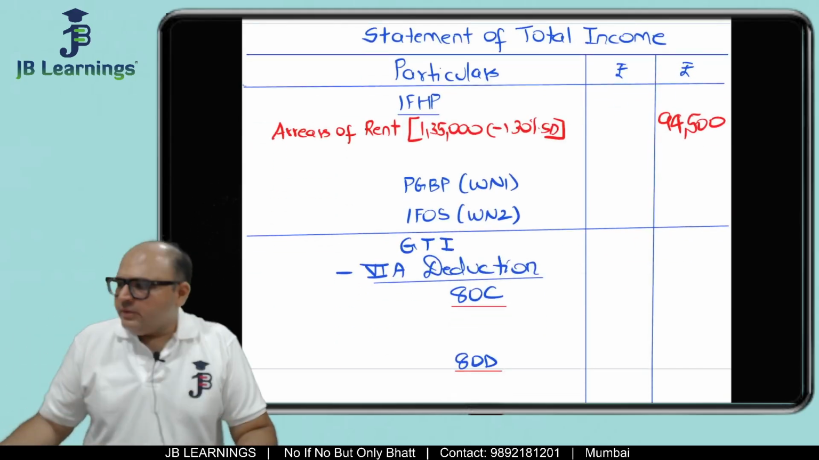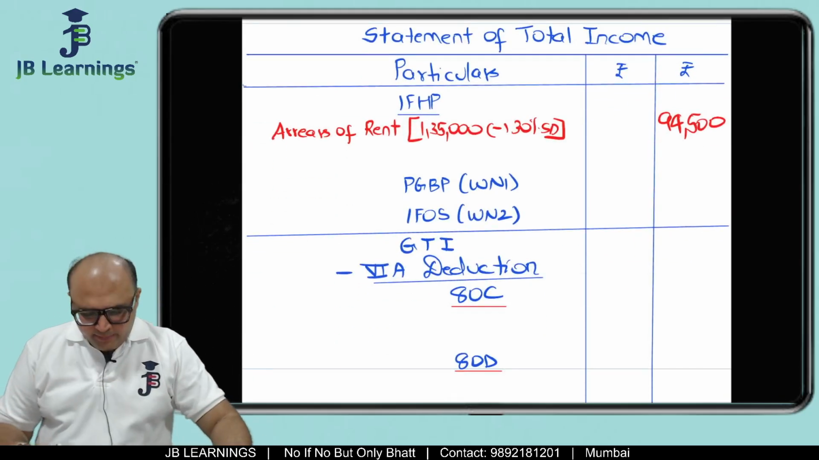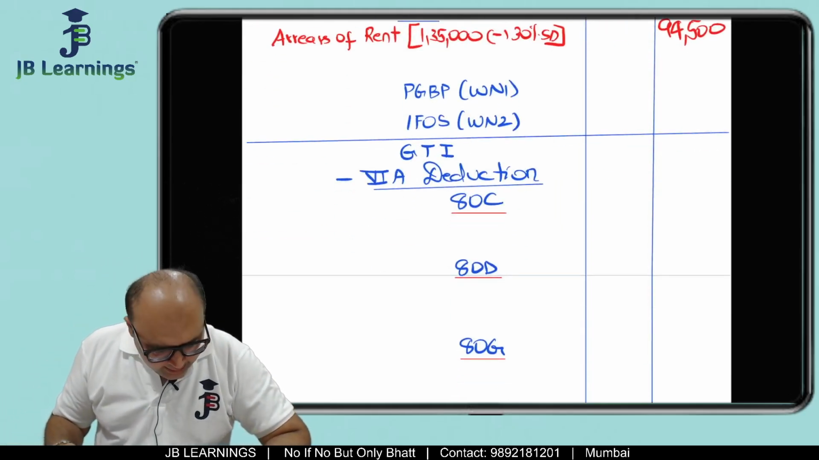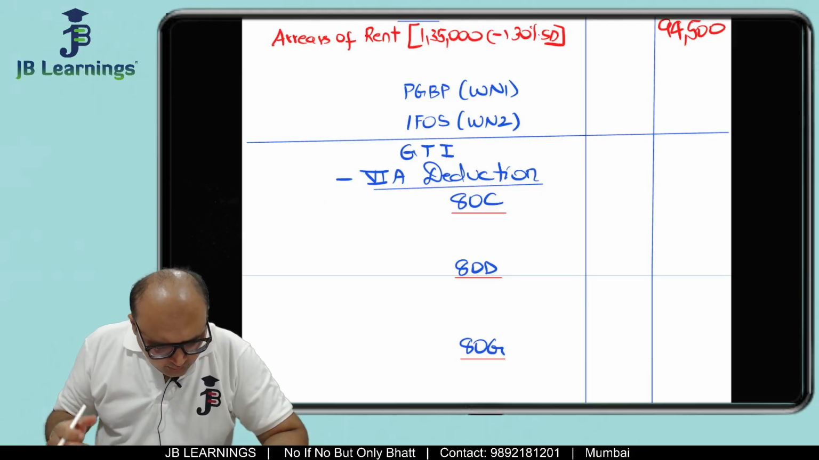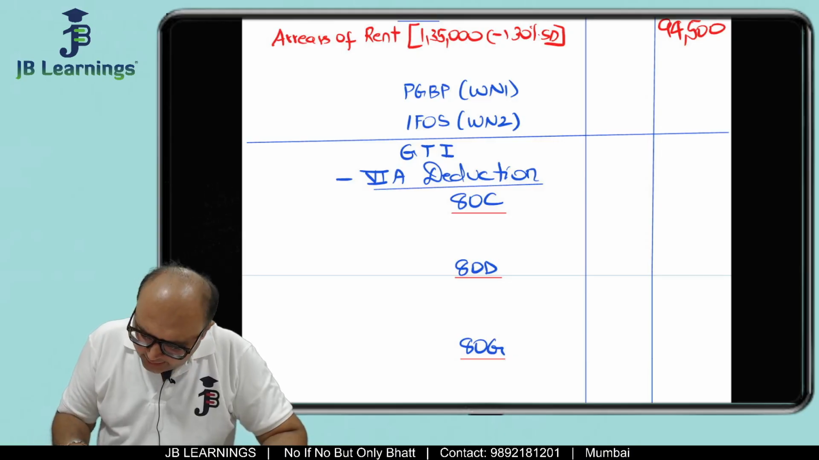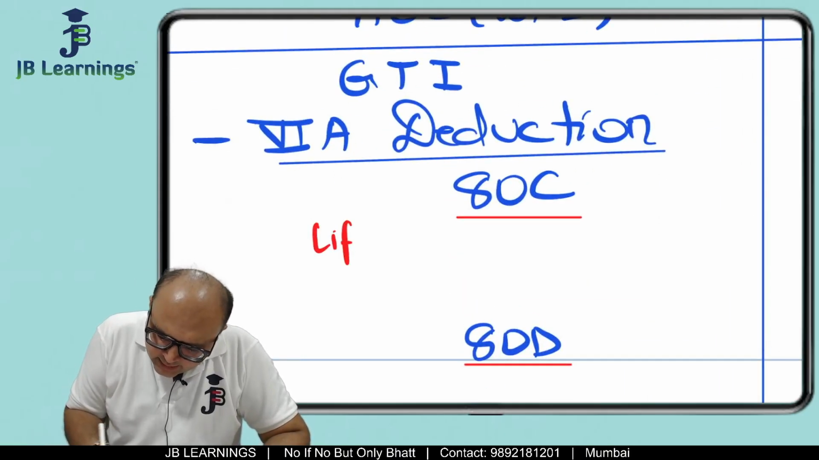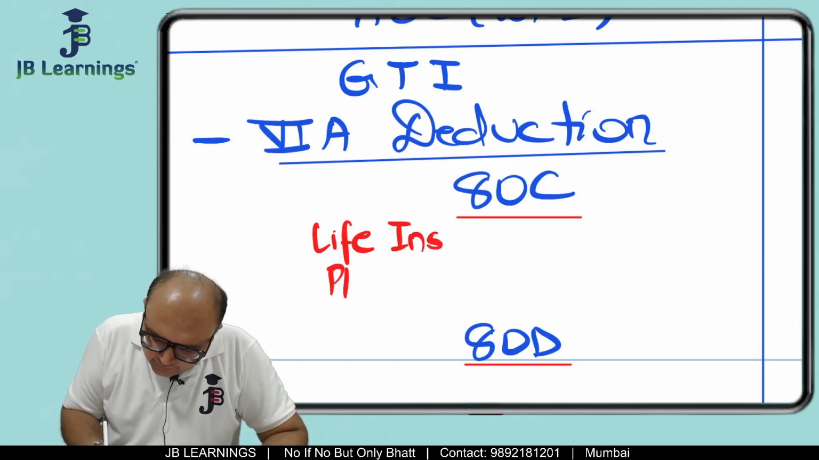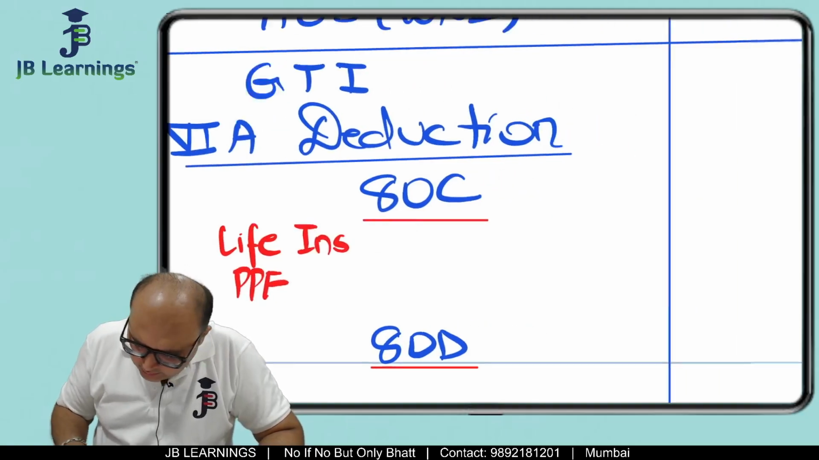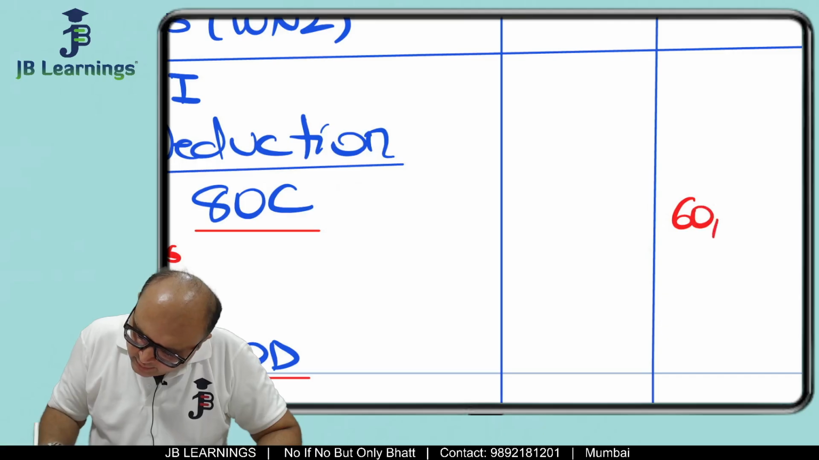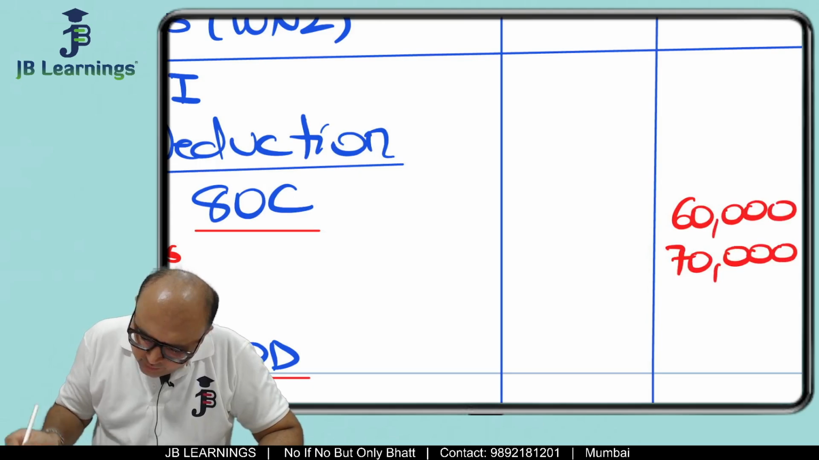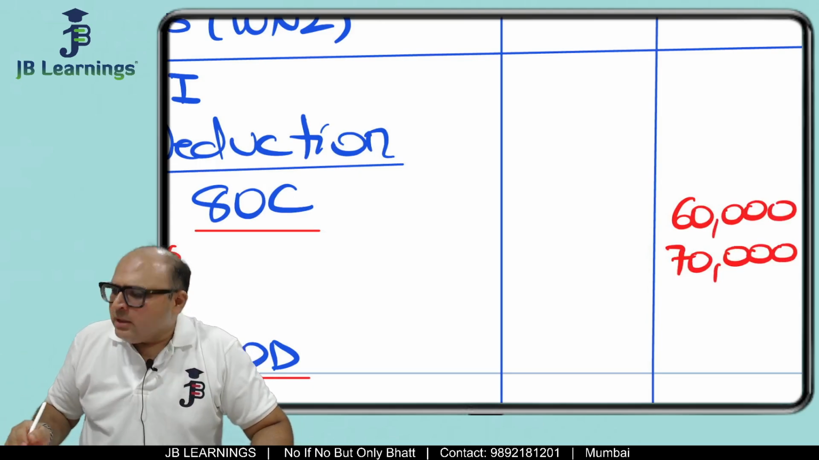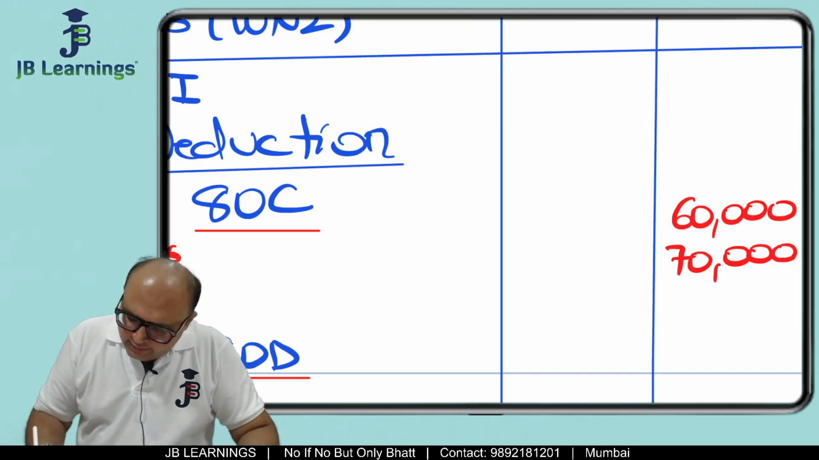Then for PGBP we need a working, for EFOS we need a working. Okay, then there is ATC and ATD. Now see, you can solve ATC and ATD at a later stage, and you can also solve it right now, because there are very few adjustments. So one is life insurance and one is PPF. So life insurance, the amount is 60,000. So what you can do is, you can directly post it in the outer column, so you don't have to waste time on totaling and everything, correct? So this is 60,000, this is 70,000.